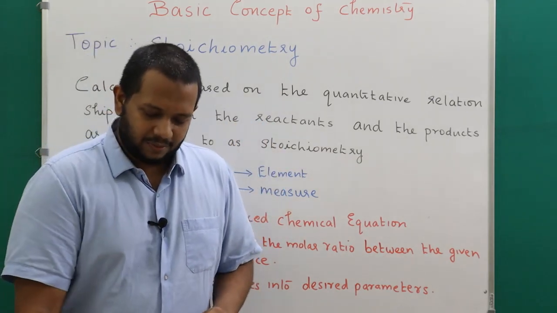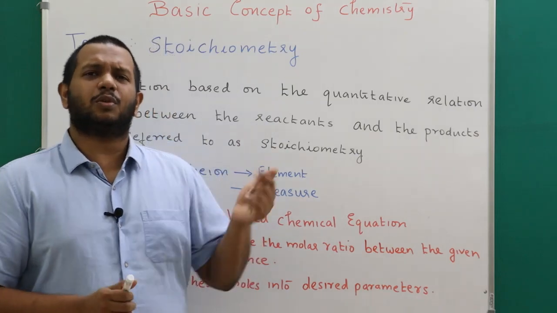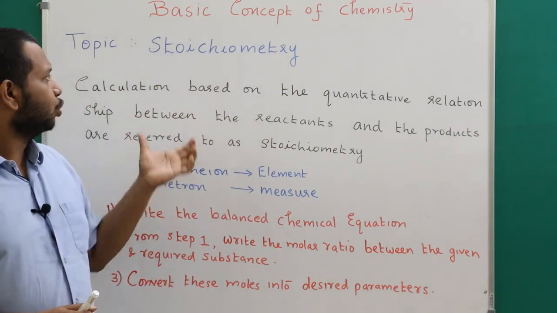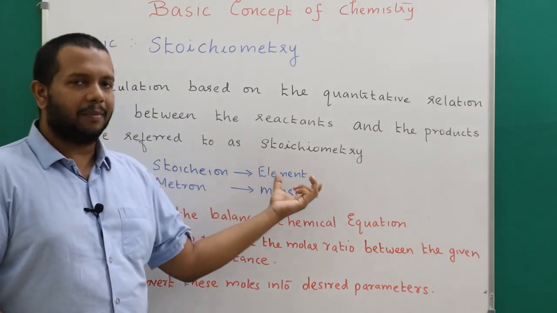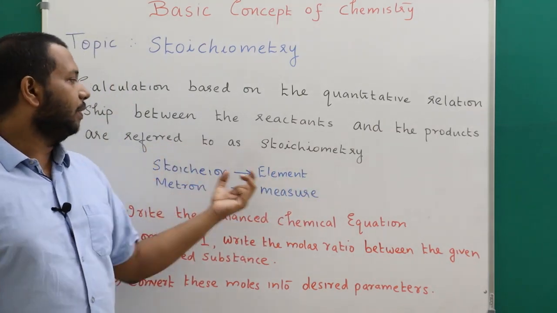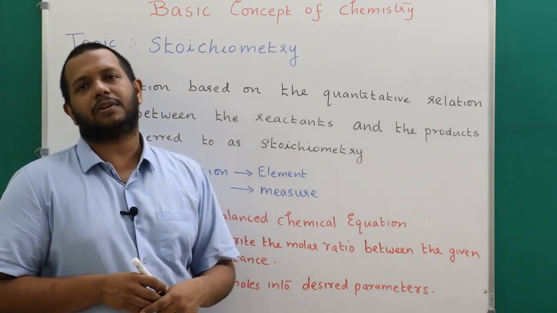Okay, so listen. What does stoichiometry mean? The word stoichiometry is derived from two terms. Stoichion means element and metron means measure. That is, you are measuring the element basically.